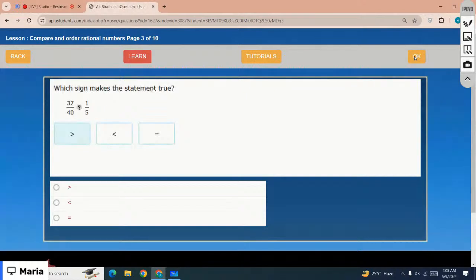Which sign makes the statement true? 37 over 40 and 1 over 5. Which is the correct option? You have a shape, you divide it into 40 parts. 37 of them are colored, only 3 of them are left, right? Then you have the same shape divided into 5 pieces. Only one of them is colored, so you have 4 left. So which is the correct option? That means 37 over 40 is greater than 1 over 5. The correct option is greater.